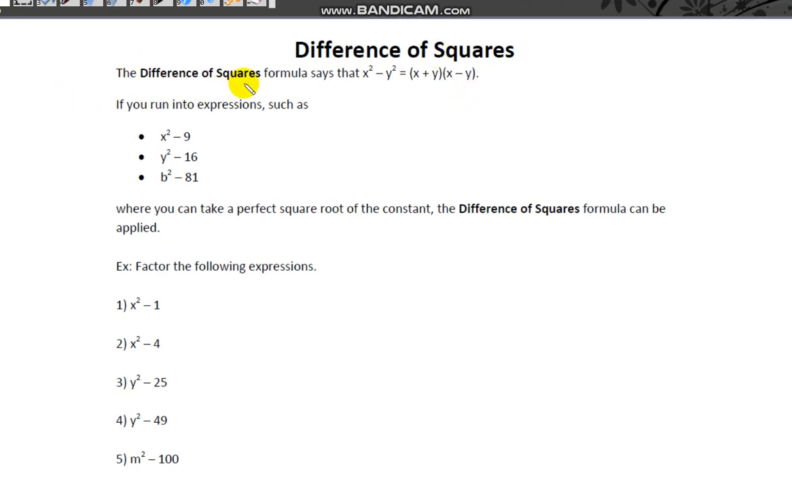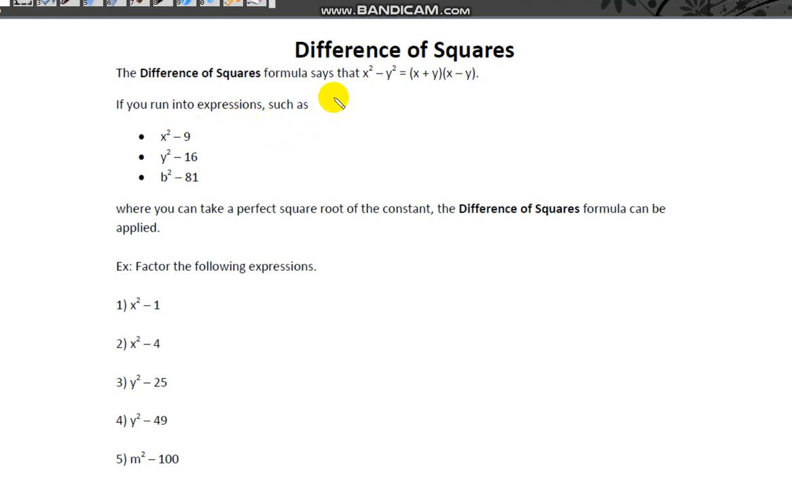So the difference of squares formula says that if you see a pattern like this, x squared minus y squared, it can be split up as this pattern: x plus y times x minus y. So if you run into expressions like this, and you can take a perfect square root of the constant here, then you can apply this formula.